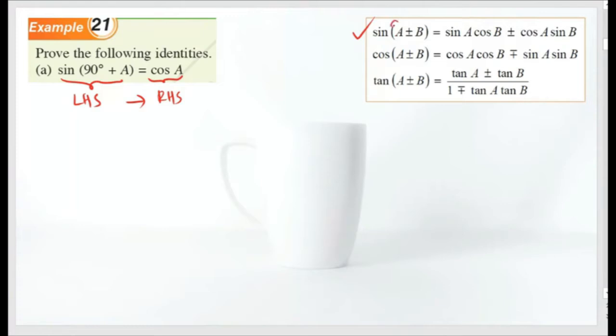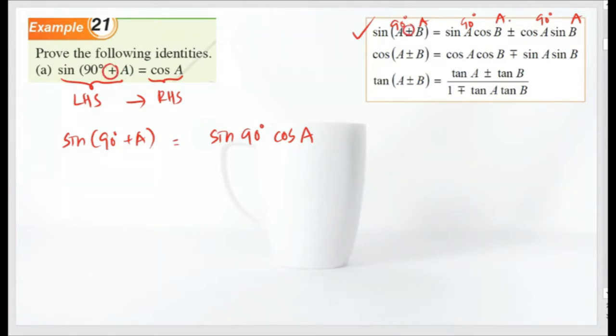So A is 90 degree, B becomes A. Now it becomes sine 90 plus A equal to sine 90 degree cos A. Then this one is plus, right? Plus cos 90 degree sine A.